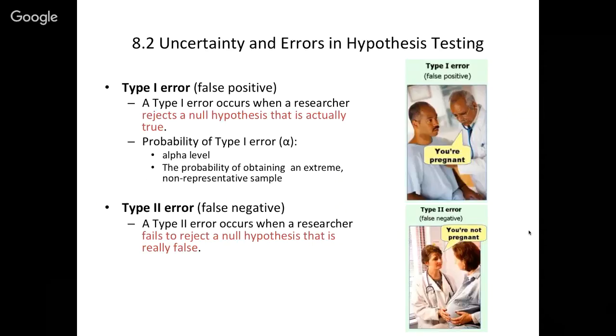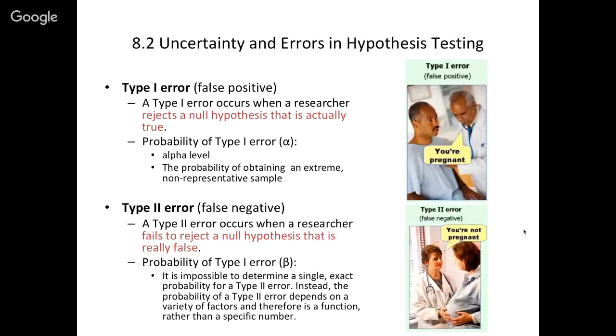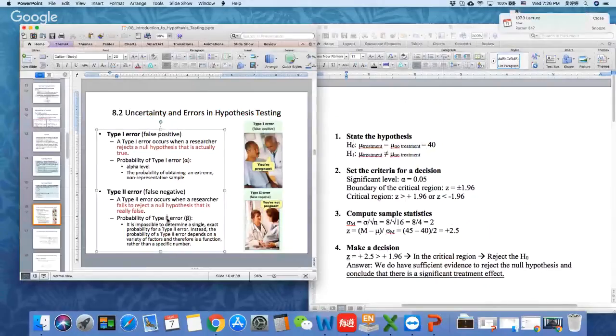The probability of type 1 error is determined by the alpha value, just the same as the alpha level. So if the alpha level is 0.05, the probability of type 1 error is just 5%. It's the probability of obtaining an extreme, non-representative sample. But the probability of type 2 error, right?